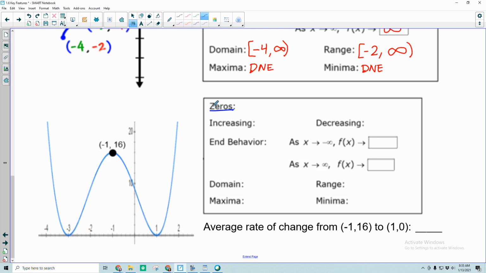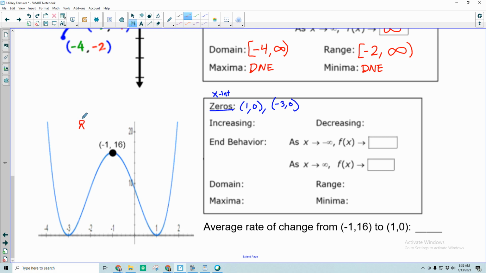Zeros. What does that mean? Well, zeros is just another word for my x-intercepts, not the y-intercepts. I don't care about y-intercepts at all. This is just asking where my function touches or crosses the x-axis. So that's going to happen at these 2 points here and here. So 1, 0, and -3, 0. Okay, great. How about where this function is increasing and decreasing?